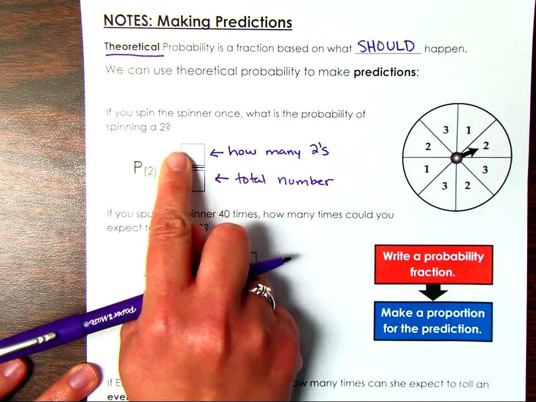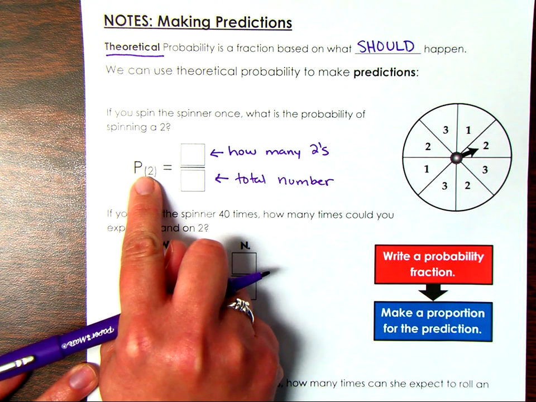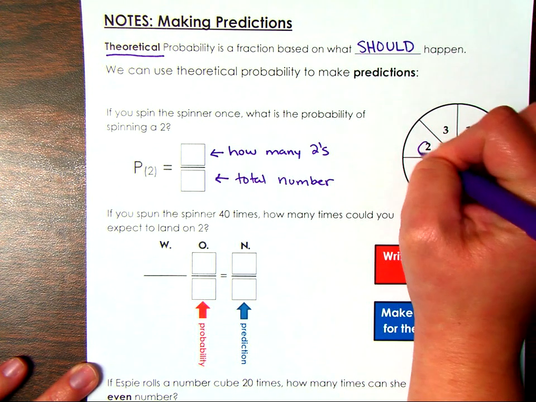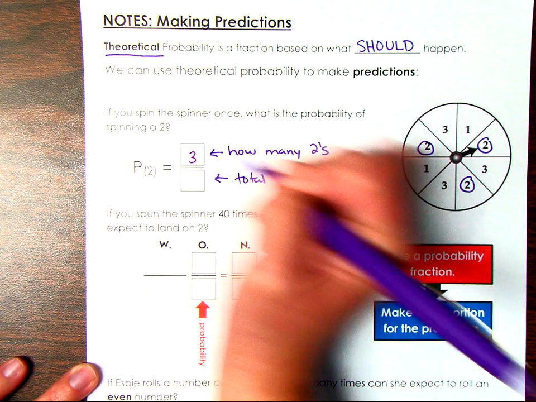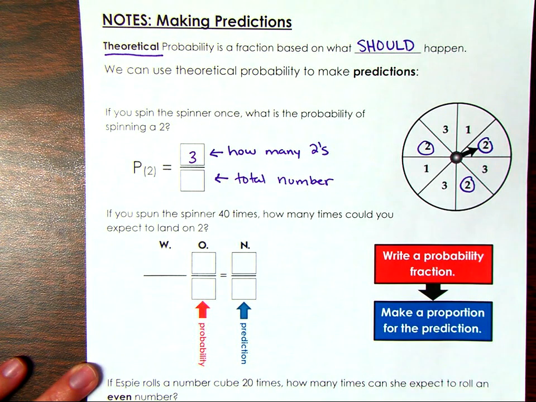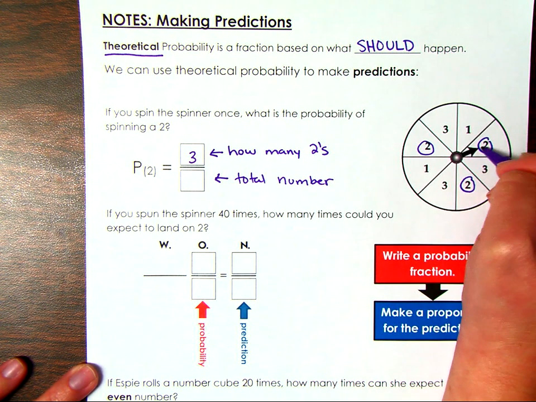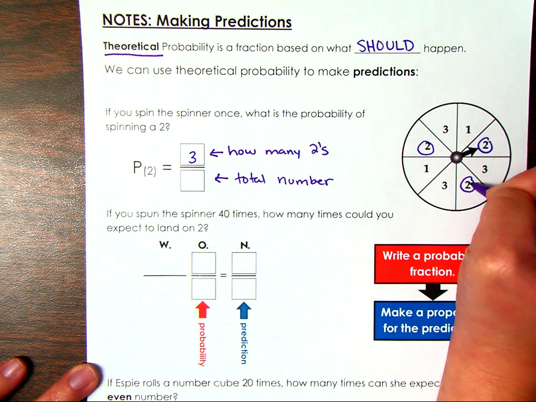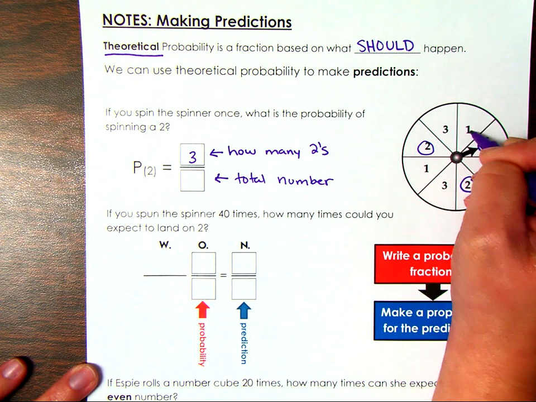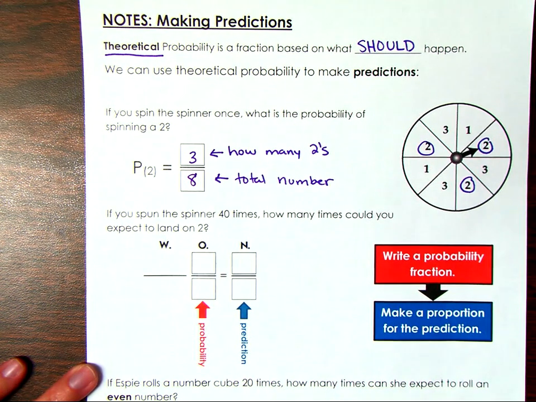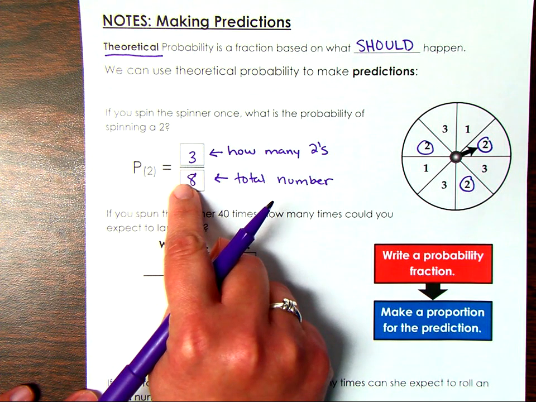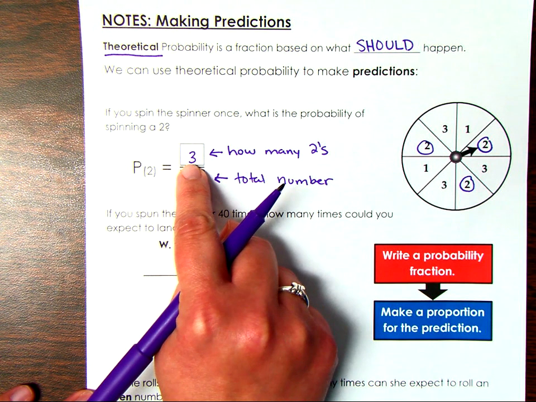So the numerator is the events I'm looking for, so the probability of spinning a 2. So I look over here and I see 1, 2, 3 2s. So I'm going to put a 3 as my numerator. Then I count how many total numbers there are. So I'm just going to start where the arrow is to make sure I can count up all my numbers. 1, 2, 3, 4, 5, 6, 7, 8. So there's a 3 out of 8 chance that I'm going to spin and land on a 2. So that's saying if I were to spin a total of 8 times, there's a likelihood that I would land on that 2 3 times.